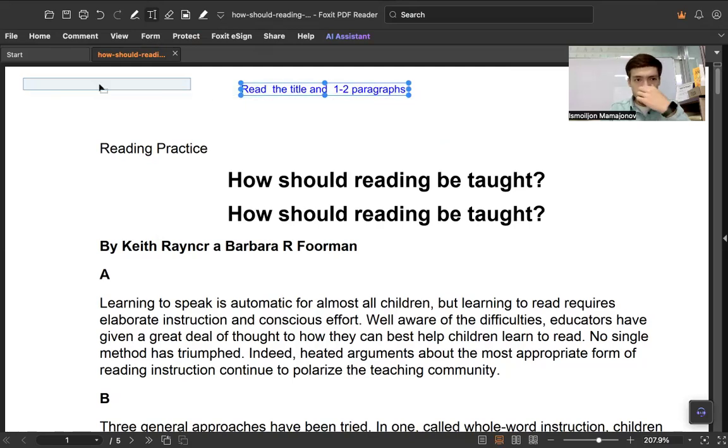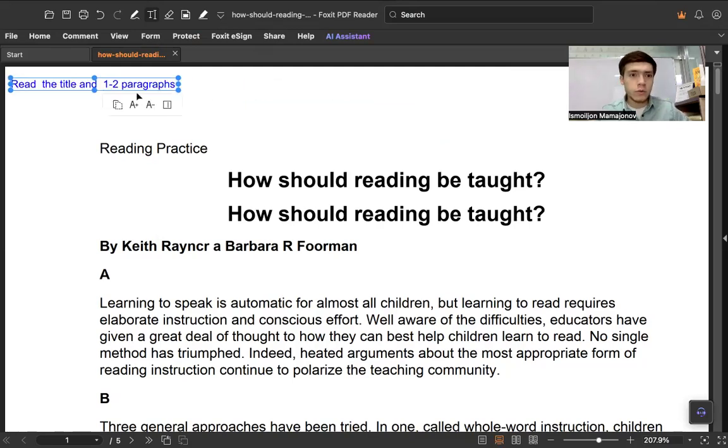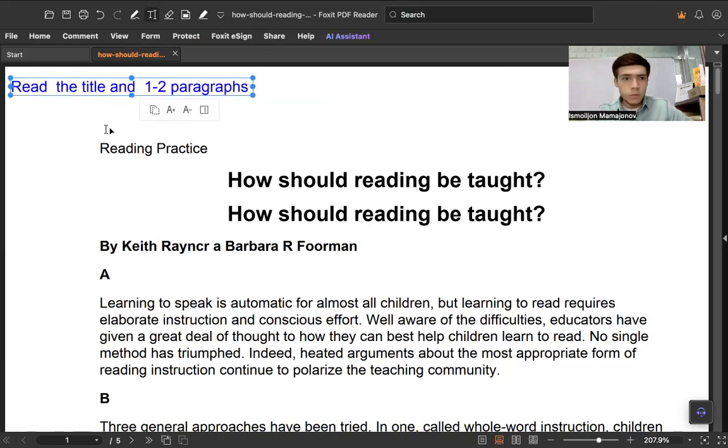Some students rush and they are so desperate to read the options. I kind of do the opposite. Prioritize the reading passage itself, understanding, make it interesting for yourself. Then it's going to be fine. So how should reading be taught? Just think about it. We are doing reading, literally. So let's see what it says.